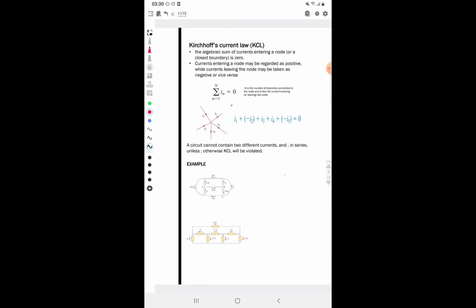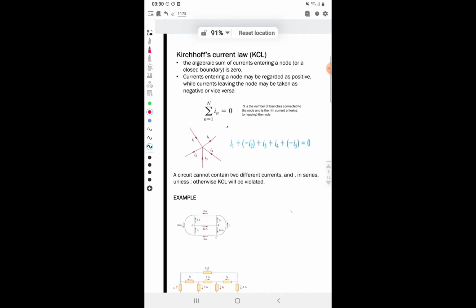Applicable for parallel circuits. Not only parallel actually, interconnection of circuits wherein meron tayong iba't ibang klase ng nodes, wherein according to our Kirchhoff's laws, ito yung the algebraic sum of currents entering a node or a closed boundary is 0. So meaning kasi nito, yung algebraic sum niya is the sum of the currents na pumapasok at lumalabas sa node. Okay? So currents entering a node may be regarded as positive.